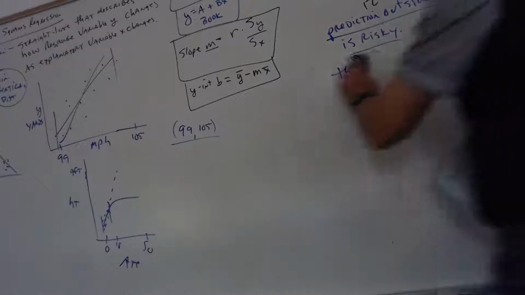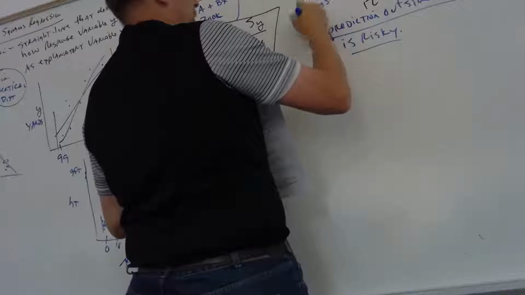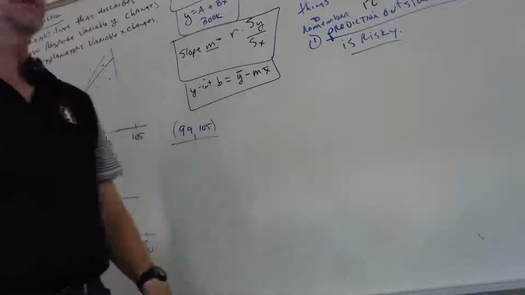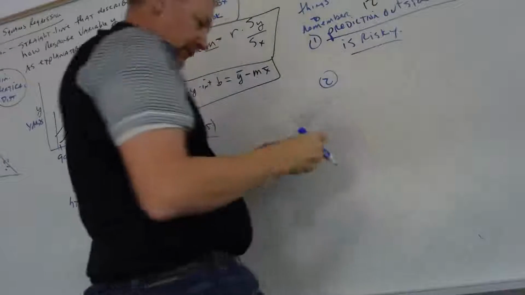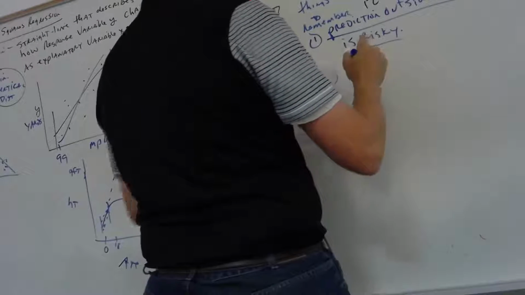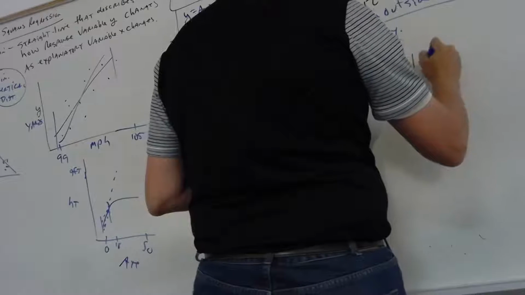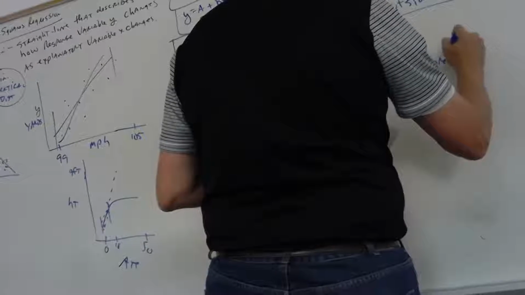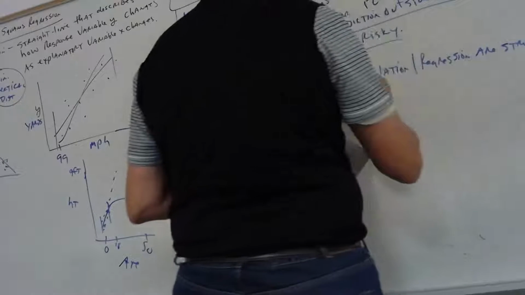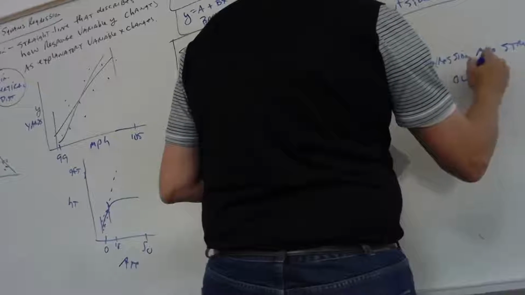So that was one of the first things I wanted you to remember. Things to remember. Number one, prediction outside the range is risky. Number two, correlation and regression, since they're kind of related to each other, are strongly influenced by outliers.